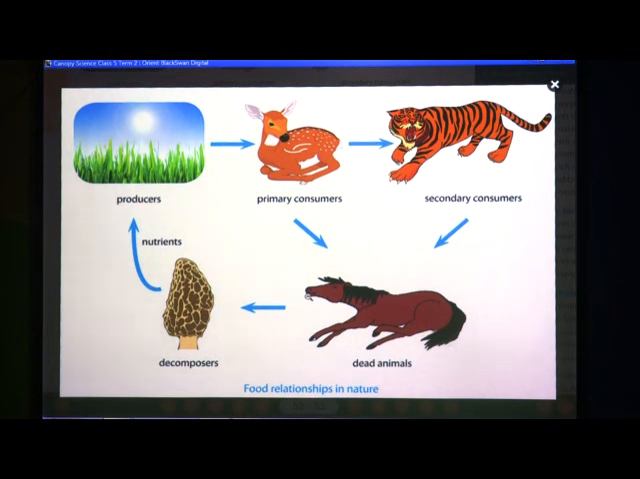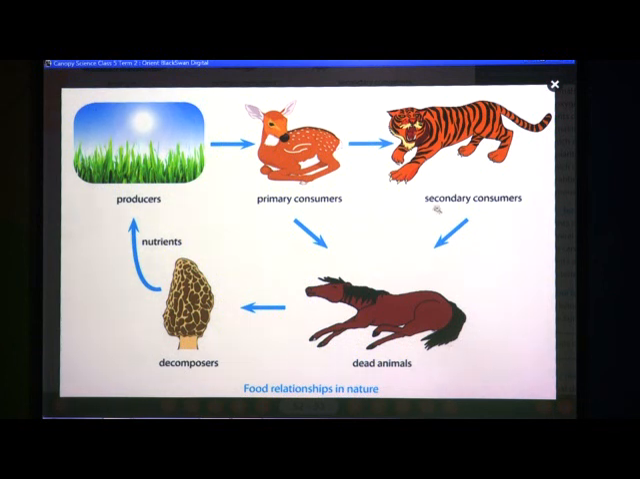Food relationship in nature. Here you can see plants, which are the producers or the main source of food. Then plants are eaten by the primary consumers, herbivorous animals, for example deer, cow, buffalo, sheep, etc. Then those primary consumers are eaten by secondary consumers, meaning carnivorous animals like lion, tiger, etc.